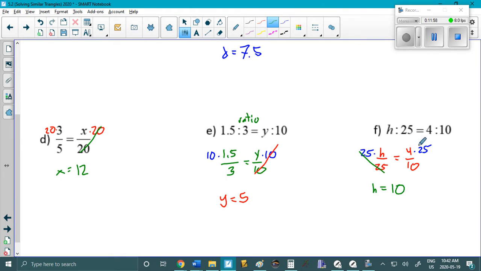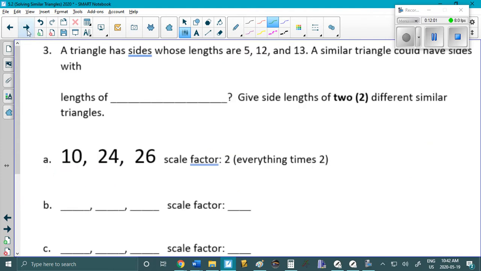4 times 25 is 100. 100 divided by 10 is 10. Okay, here we go. We're into the heart of the lesson here. It's a pretty short one. There's not a lot left for me to do.